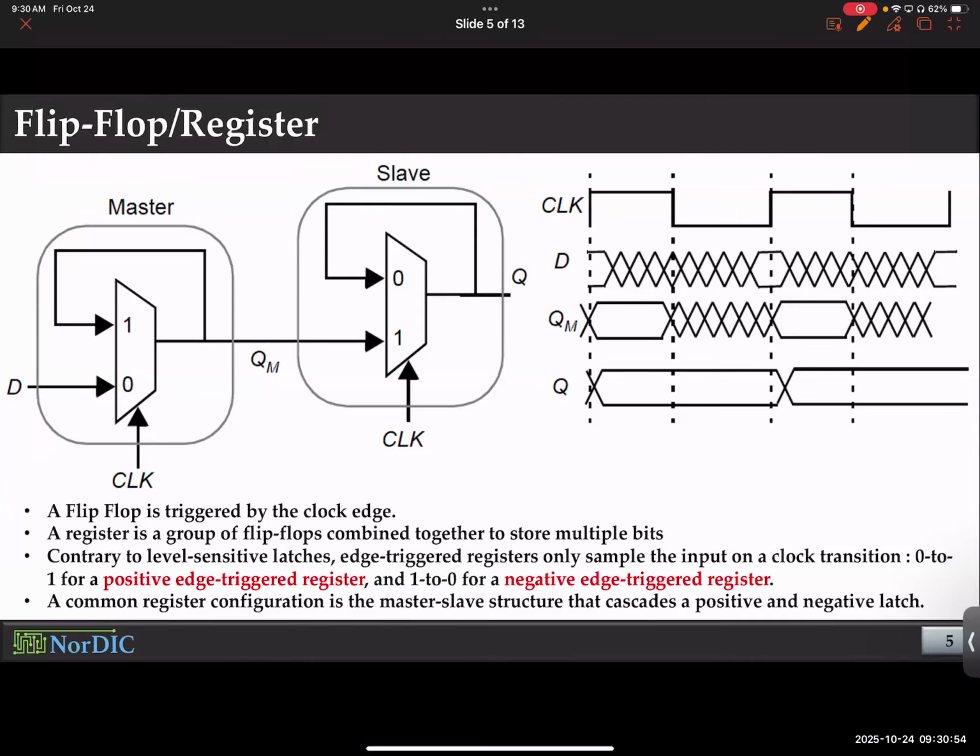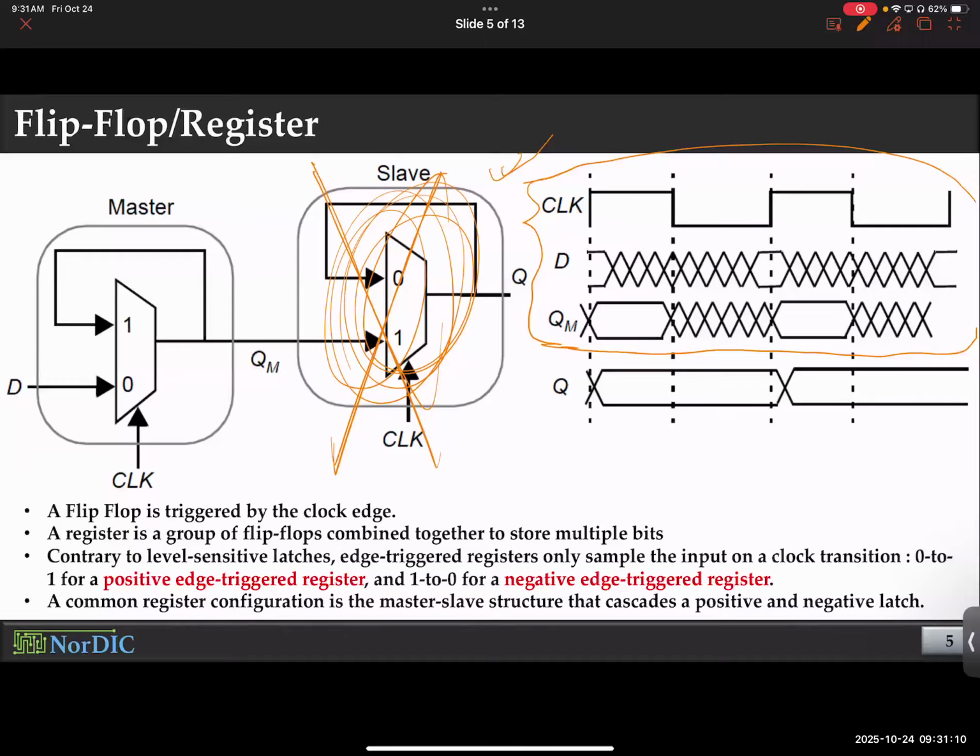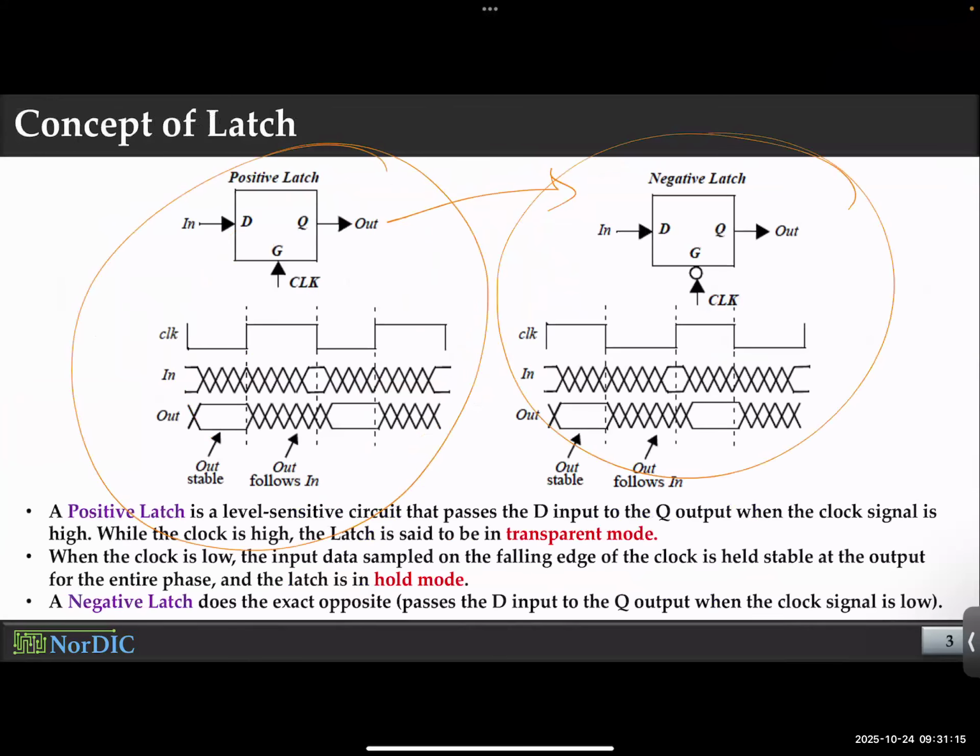So I'll be using this timing diagram to explain it first. Take a look at this clock, D, and QM. Let's take a look at this first. Essentially, if you forget about this second latch, isn't this going to be the exact same timing diagram as we discussed here, folks? This is just a latch, don't you think?